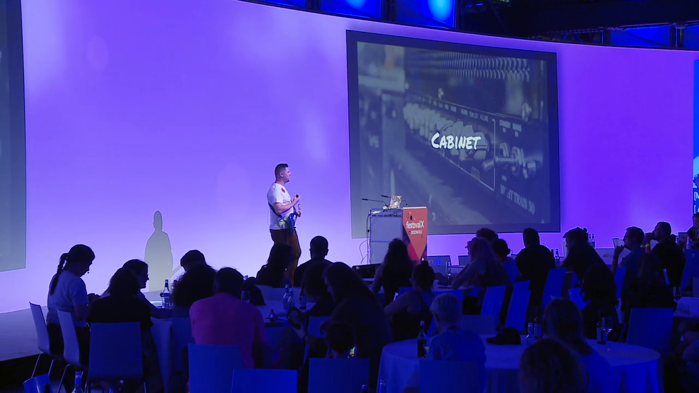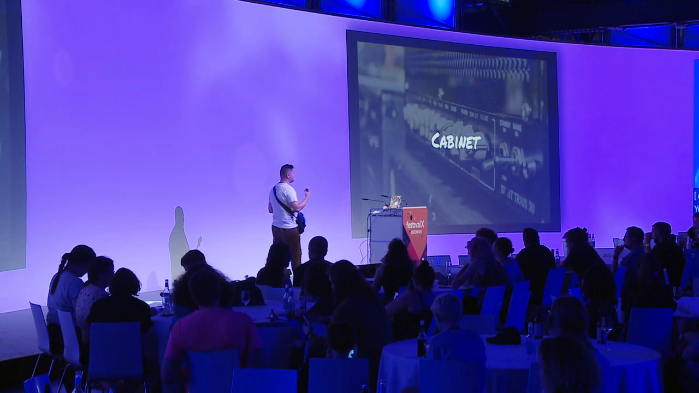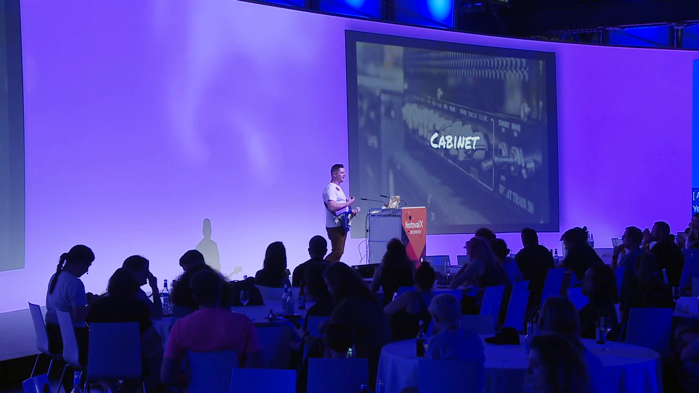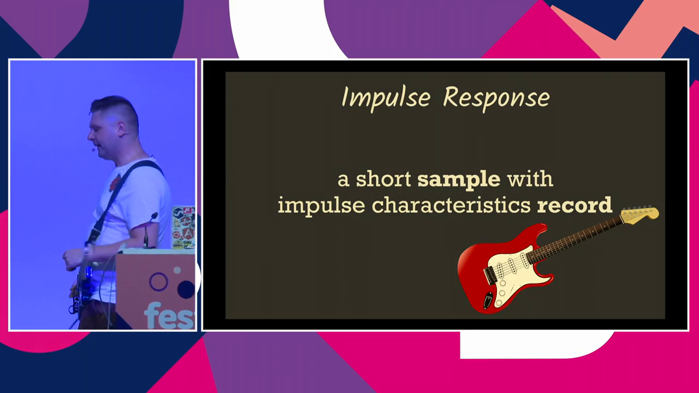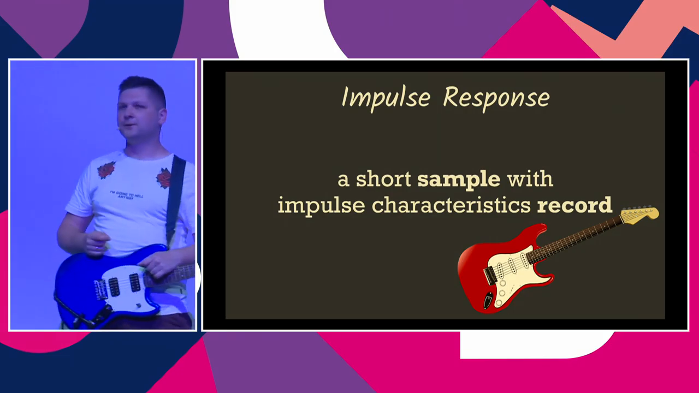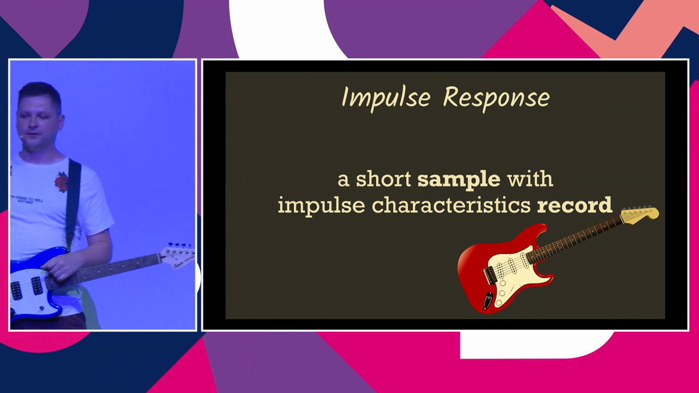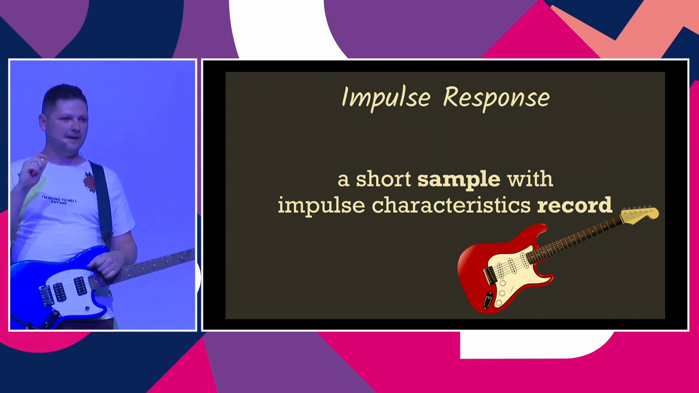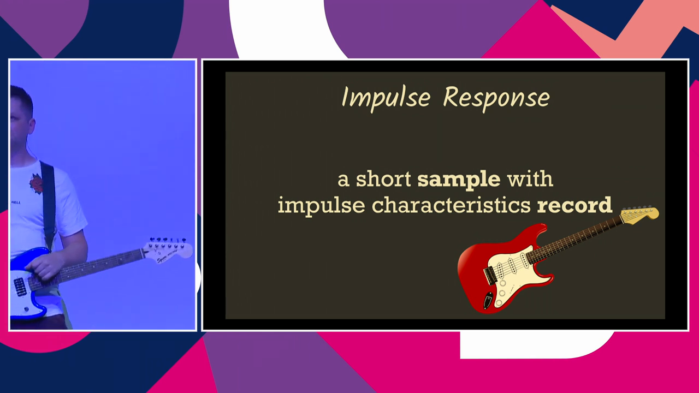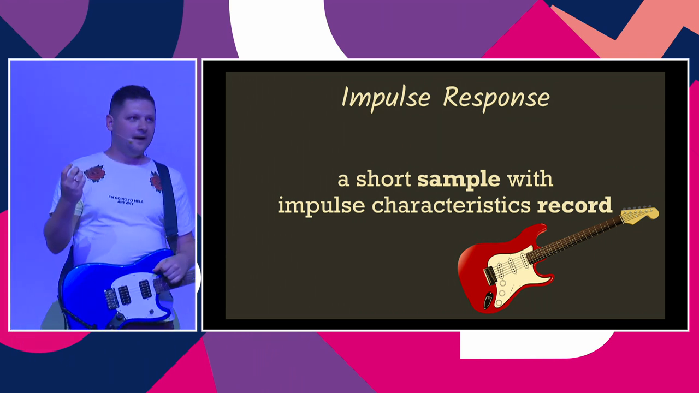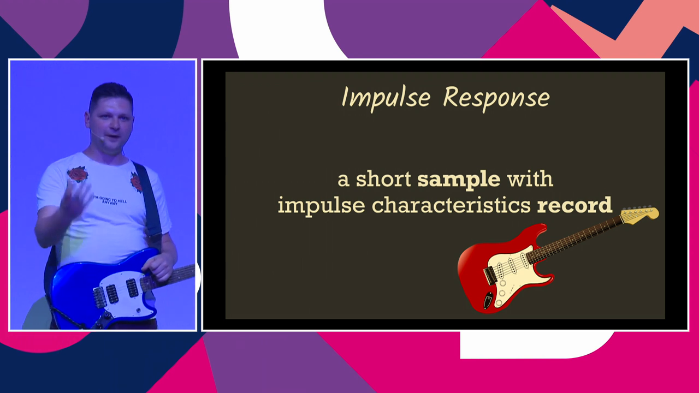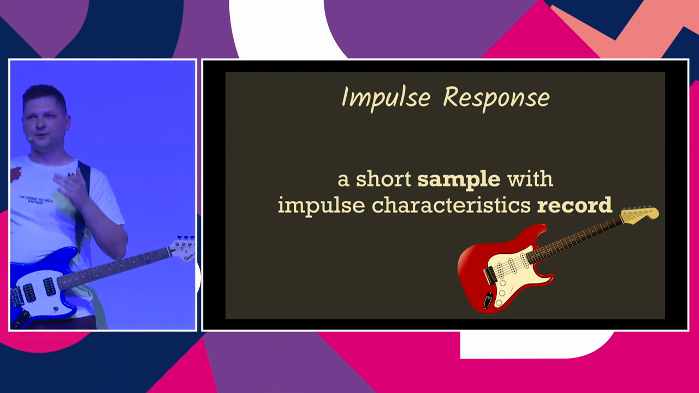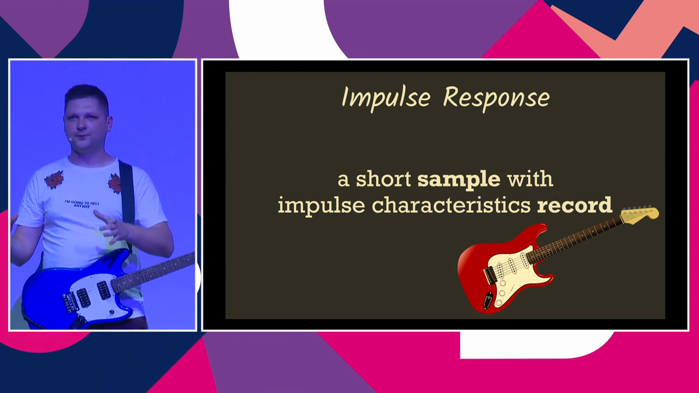So to make it more realistic, we need to simulate cabinets or amplifiers. To simulate amplifiers, we can use something called impulse response. It's a short sample, really just a second or even less, that captures the impulse response from some real device. Imagine this impulse response like a photograph of the sound.